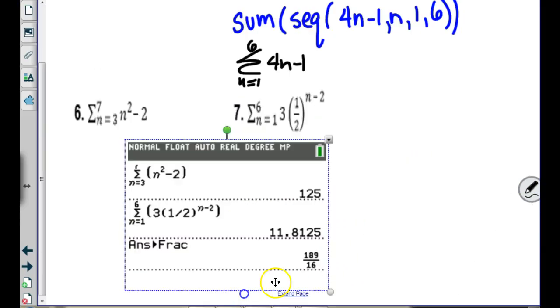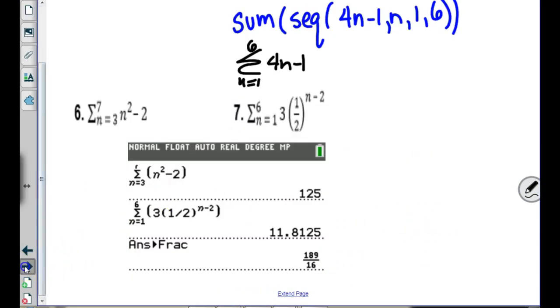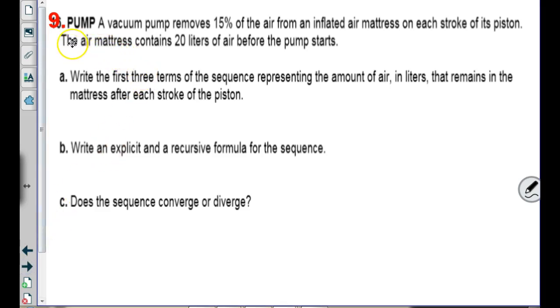Okay, so I'm just going to put this on here so people can see what we did. Number 9 says a vacuum pump removes 15% of the air from an air mattress on each stroke of its piston. The air mattress originally contained 20 liters of air before it starts. Okay, so write the first 3 terms representing the amount of air in liters that remain after each stroke. Is this after 1 stroke, guys? Yeah, that's the start. So, well, we might want to list 20. That's not the first term of the sequence.